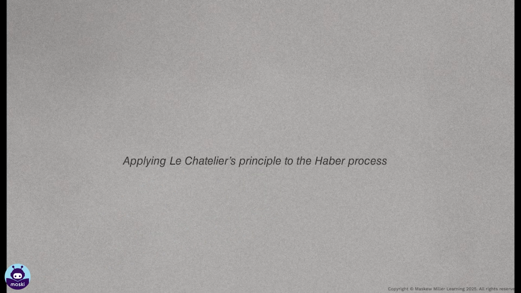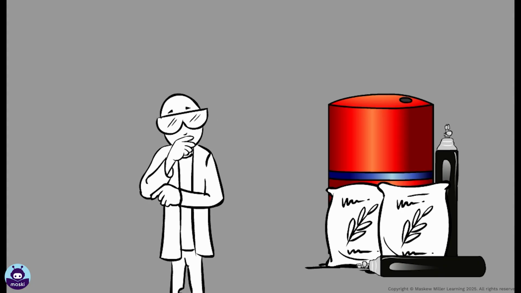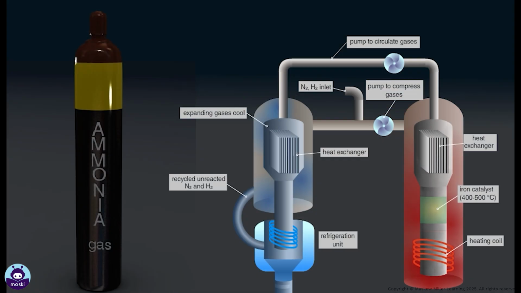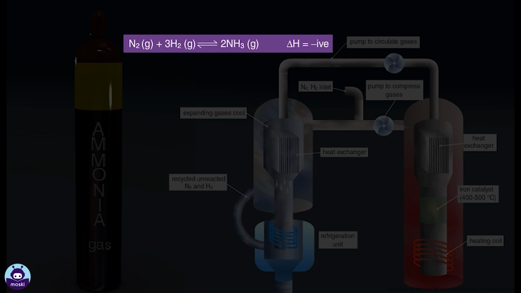Applying Le Chatelier's principle to the Haber process. In the industrial production of chemicals, it is important to produce the product in the least possible time and at the lowest cost. The Haber process is the industrial process used to produce ammonia, which is used in fertilizers. The chemical equation of the reaction is given by N2 gas plus 3H2 gas, reversible reaction giving 2NH3 gas.